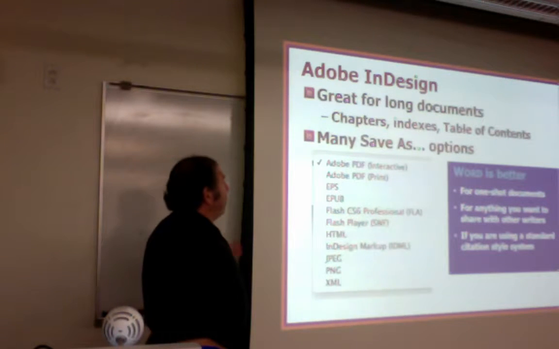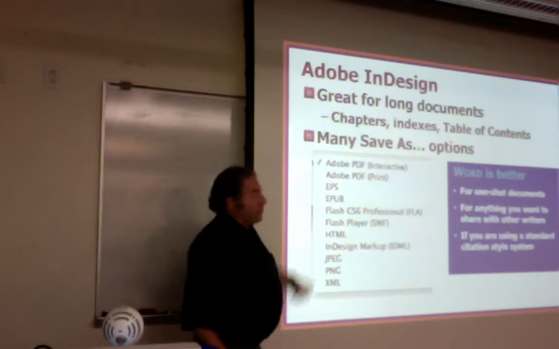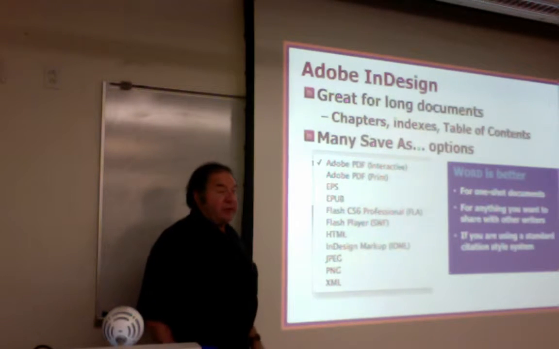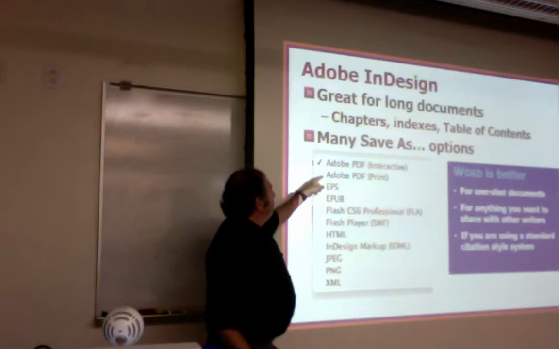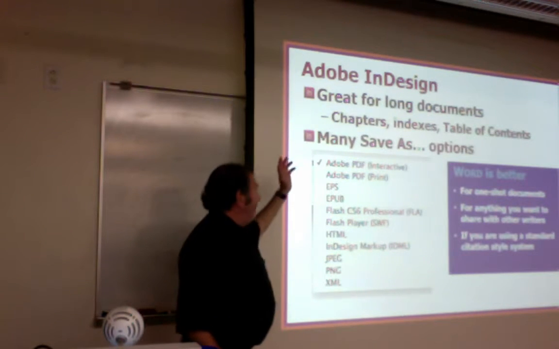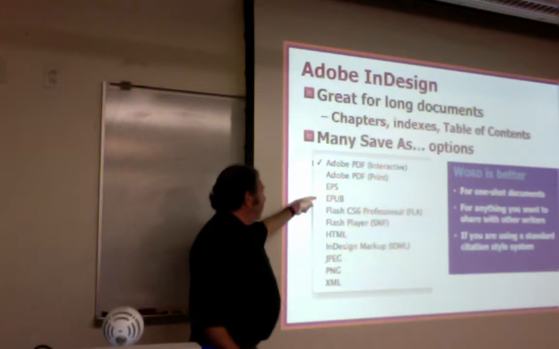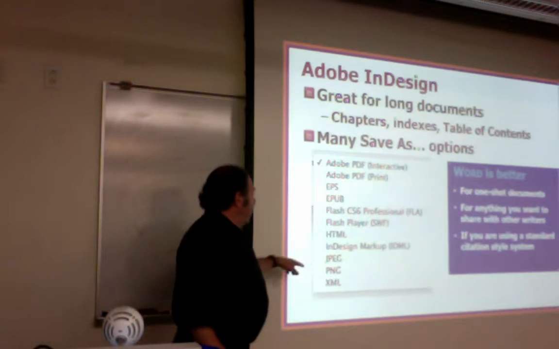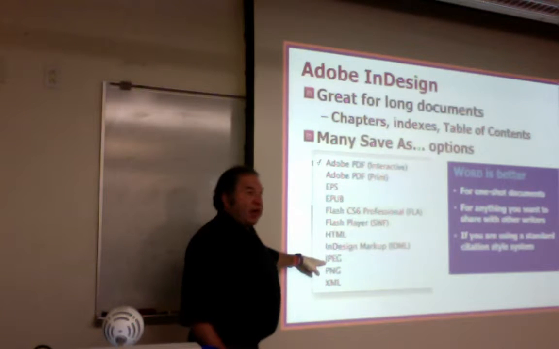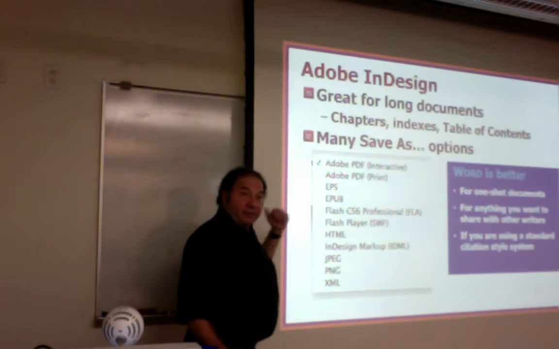One of the other things that are really good about this is look at the Save As options. All right, this is something you won't find in Word. If you want to create PDFs, you can do that. If you're just going for electronic publishing, look at the different formats that we have for electronic publishing. You can publish the entire document as a picture, as a JPEG, if you want to do it that way.